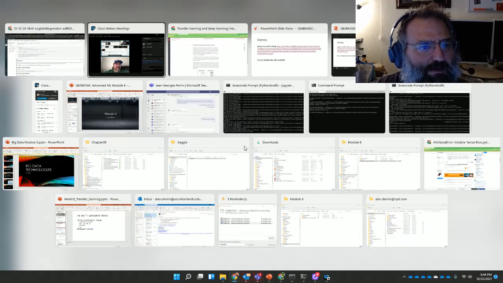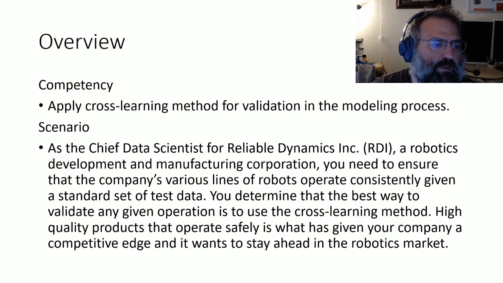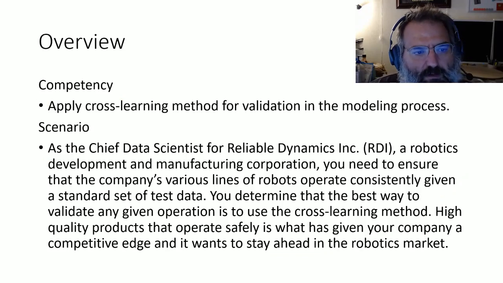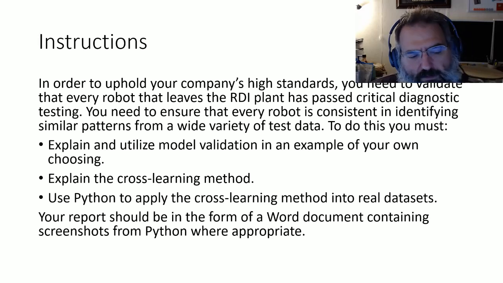Anyway, so I'll go ahead and shift back. Talk about deliverable 6. You guessed it. You get to apply cross-learning for validation of the process. And you get to pick what you want to do. So explain and utilize the model validation, an example of your own choosing, so go pick something. Explain what cross-learning is, and I'm pretty sure what they're meaning there is this holdout approach with model validation, and then do it using train test split, sort of thing, and then write up a report. So pretty straightforward, and some code if it's appropriate.